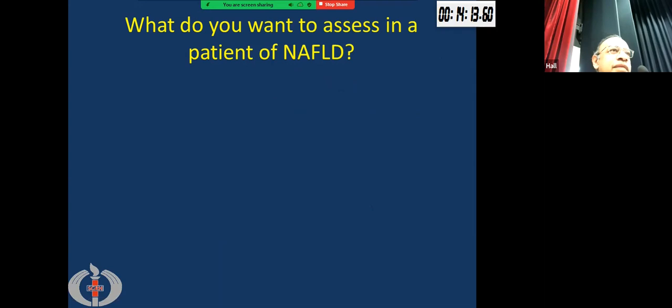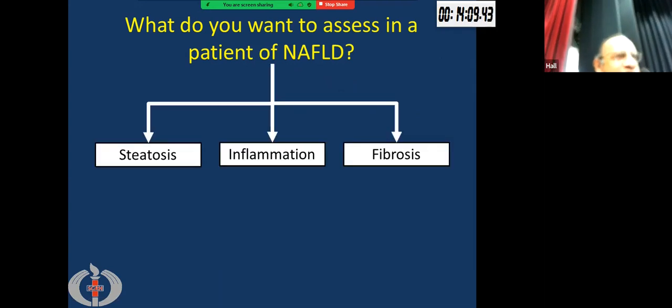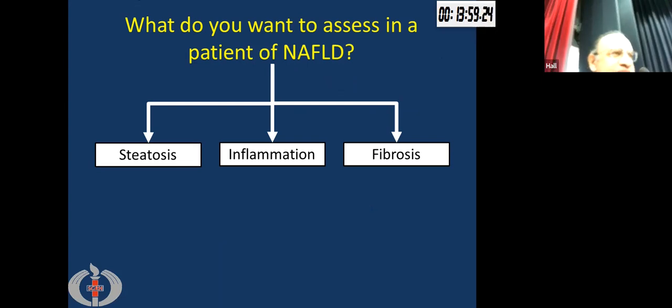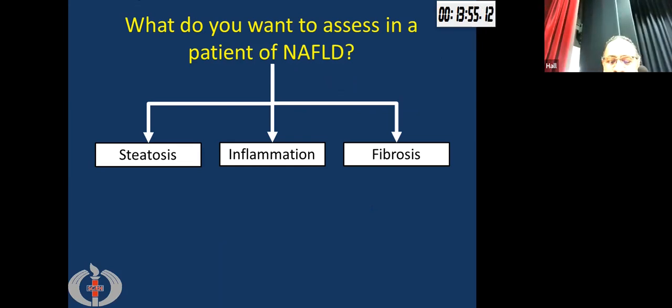What do you want to assess in a patient of NAFLD? There are three things which we would like to assess, whether by biopsy or by non-invasive method: whether the patient has steatosis and how much, whether there is inflammation in the liver, and is there any fibrosis?